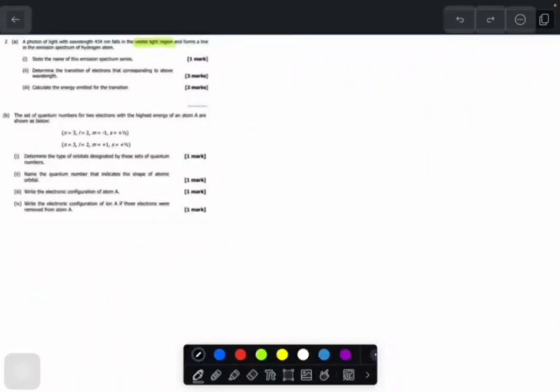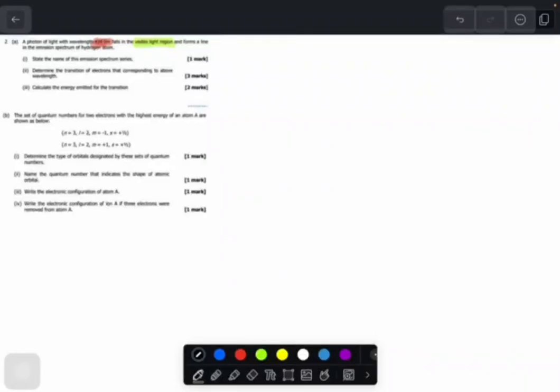So let's start. To start, let's read the question. 2a. A photon of light with wavelength 434 nanometer falls in the visible light region and forms a line in the emission spectrum of hydrogen atom. Just by reading the question, I want you to highlight two things. First, the 434 nanometers, because we're definitely going to use it. And second, the visible light region.